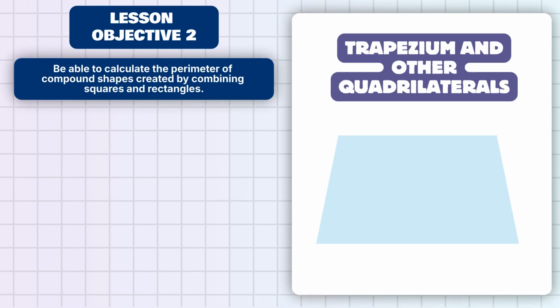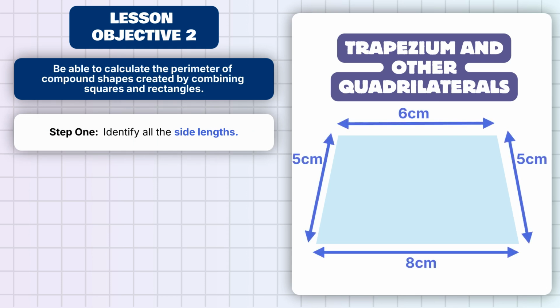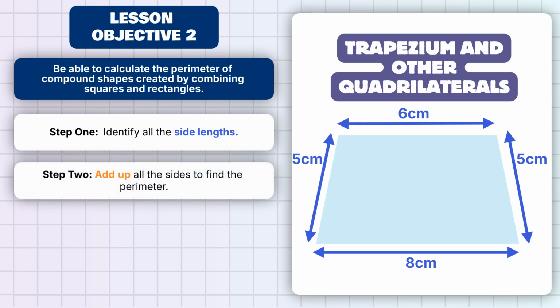When dealing with shapes like trapeziums, where there's no simple formula for the perimeter, add the lengths of all the sides. Let's go through the 2 steps. Step 1 is to list all the side lengths. Write down the length of each of the trapezium's sides. As before, we then just have to add up all the side lengths. So here, 6 plus 5 plus 8 plus 5 equals 24 centimeters.